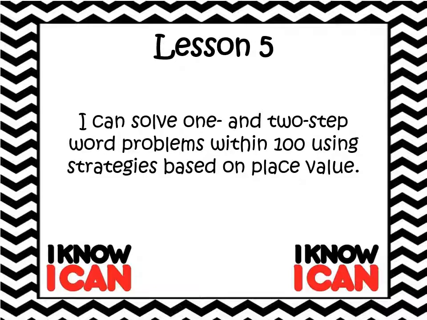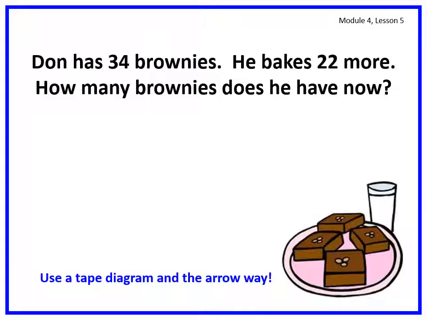Today you're going to be solving 1- and 2-step word problems within 100 using the strategies that you've learned so far based on place value. So I know that we've been talking a little bit about mental math. Now you get to actually use all of the strategies of mental math to help you solve. So we're really going to take a look at using the RDW method.